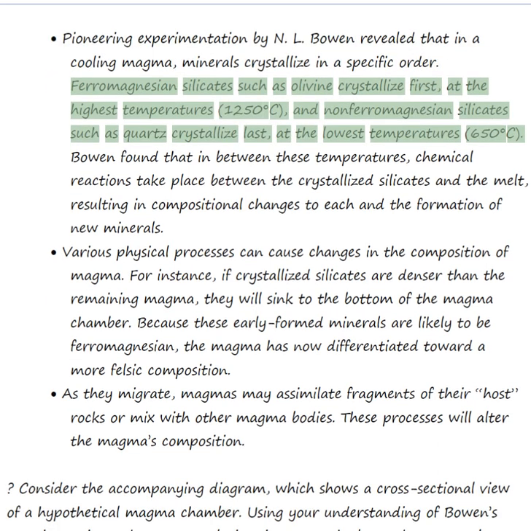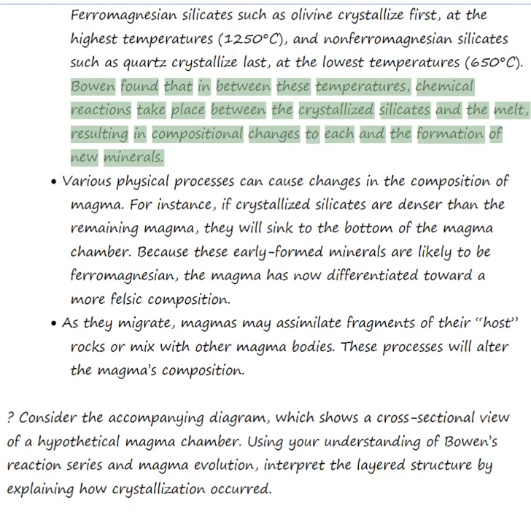Ferromagnesian silicates such as olivine crystallize first, at the highest temperatures, and non-ferromagnesian silicates such as quartz crystallize last, at the lowest temperatures. Bowen found that in between these temperatures, chemical reactions take place between the crystallized silicates and the melt, resulting in compositional changes to each and the formation of new minerals.